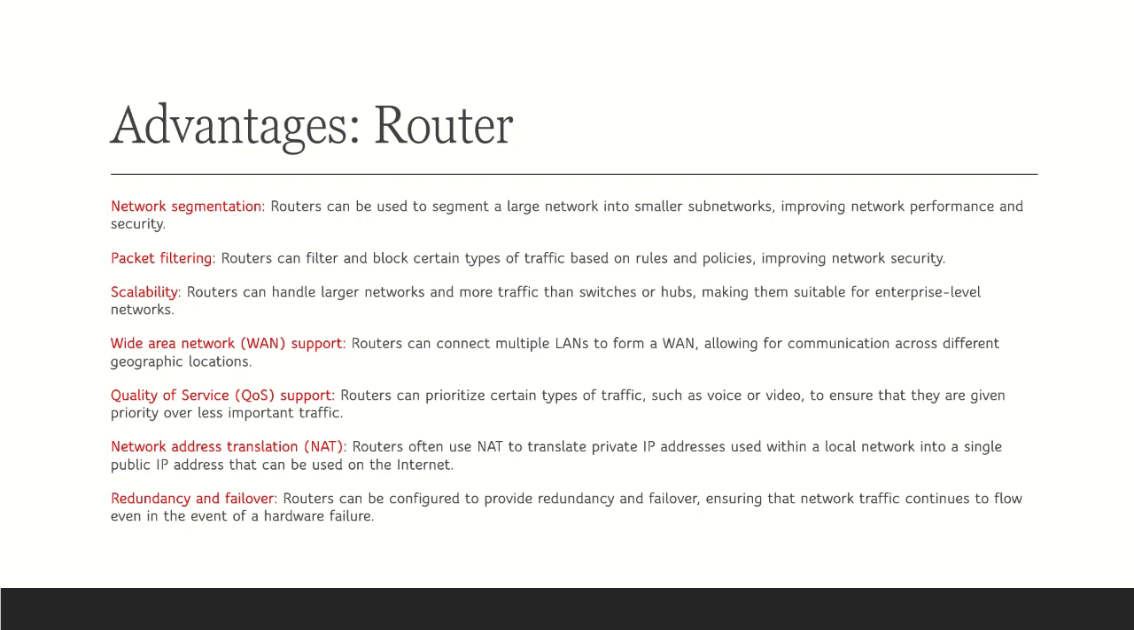Network address translation, NAT. Routers can often use NAT to translate private IP addresses used in the local network into a single public IP address. It can be used on the internet. Redundancy and failover. Routers can be configured to provide redundancy and failover, ensuring the network continues to flow even in the event of hardware failure.